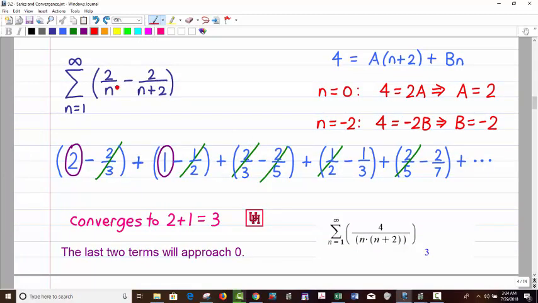And now this is our series right here. So it's 2 over n. It's got the required minus that we need. So that's what guarantees it's telescoping. Minus 2 over n plus 2.